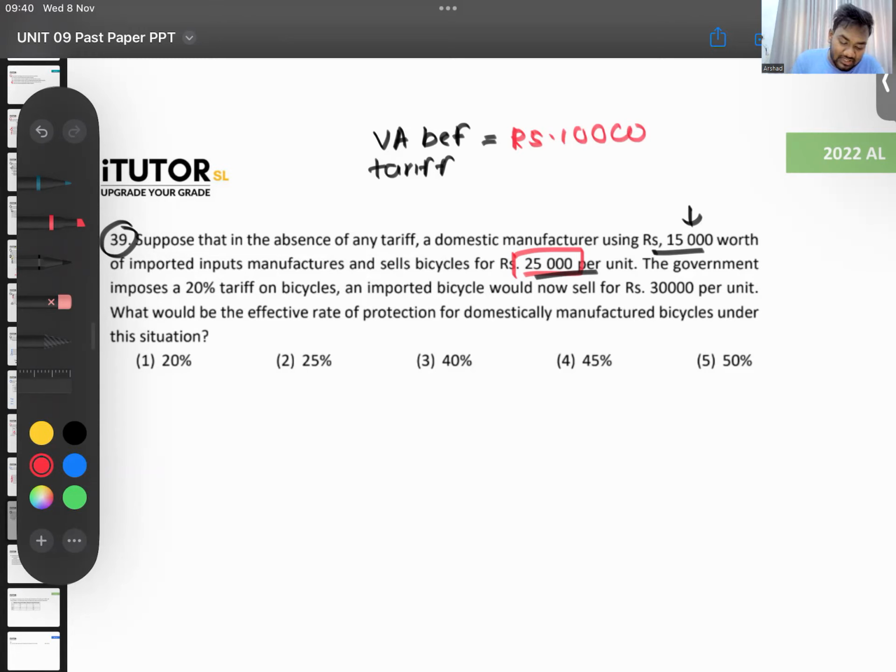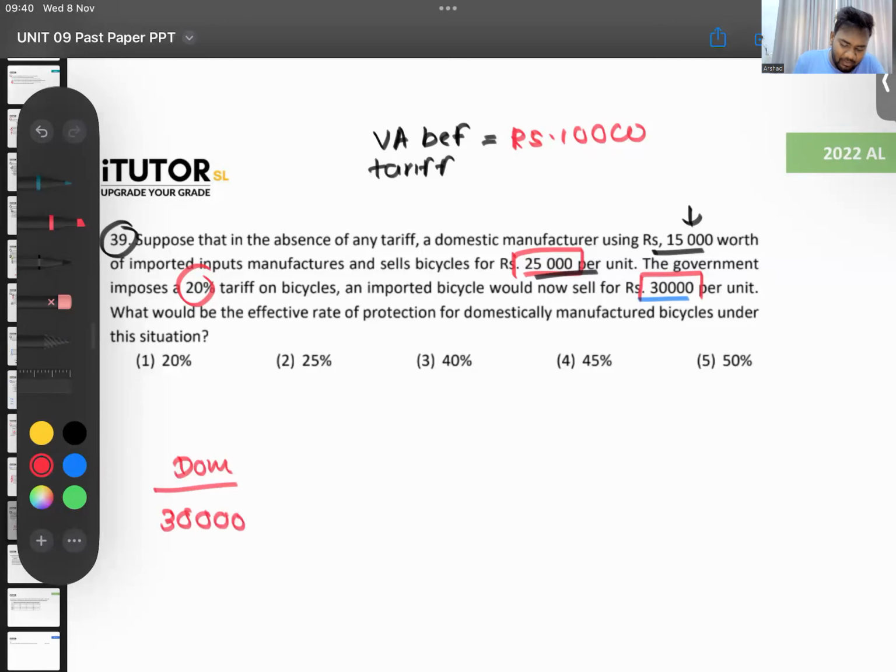The government imposes a 25% tariff on bicycles. The imported bicycle would now sell for 30,000. What would be the effective rate? There is no tax on the imported inputs also. We did much more complex questions, no? So now tell me, Lamai, if the imported bicycle is 30,000, our domestic guy, what will he do? Will he still sell at 25,000? He will also sell his bicycle at 30,000. So our domestic seller now sells at 30,000.